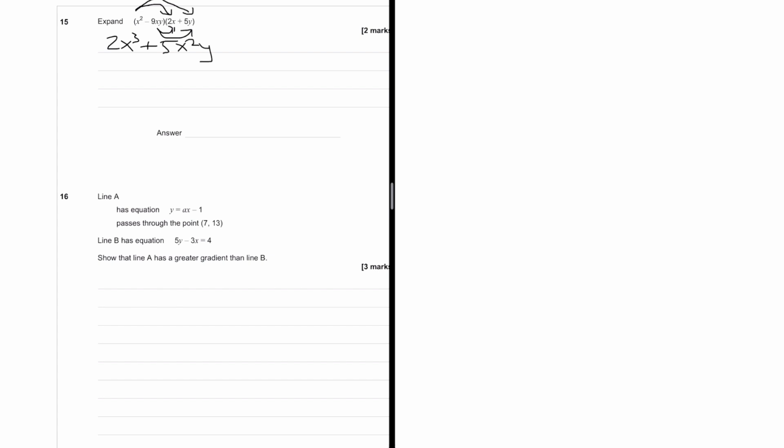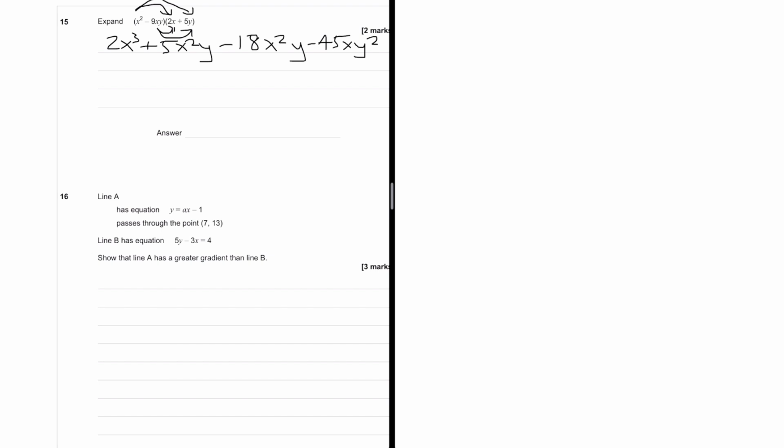And then we're going to do the minus 9xy times 2x, so we get minus, well, 9 times 2 is 18. And then we have 2 x's, so we have x squared, and then we have a y on the end. And then lastly, we have to do the minus 9xy times 5y. So minus 9 times 5 is minus 45. And then we have only one x term, and then we have two y terms, so that's y squared.